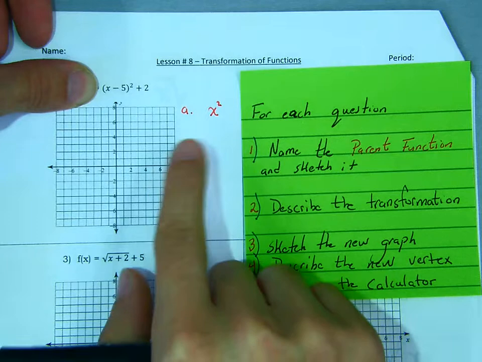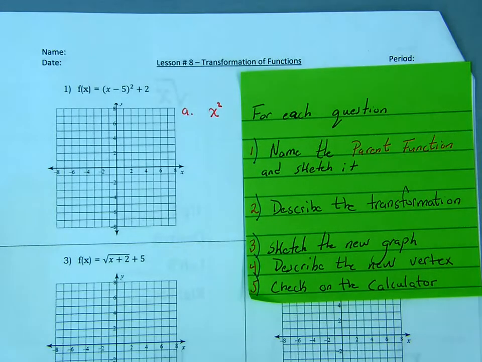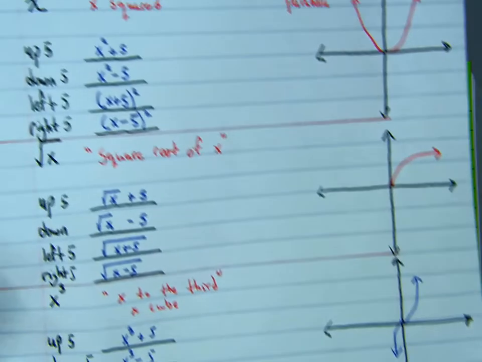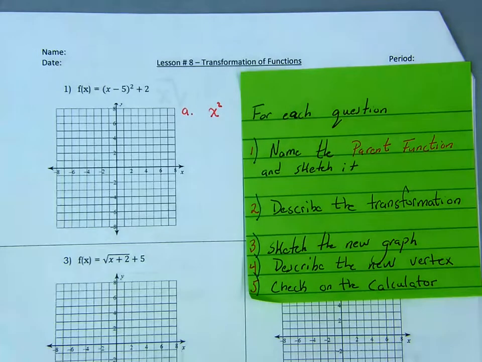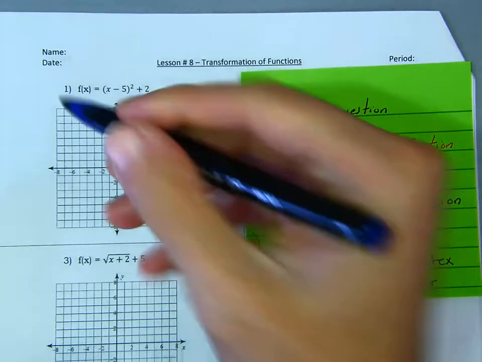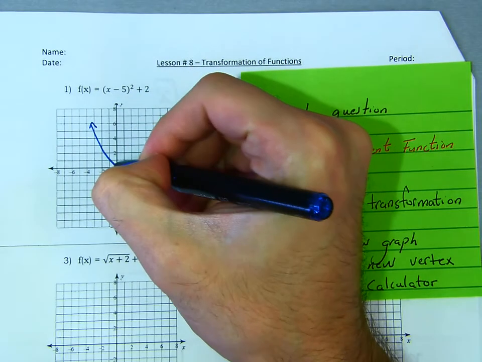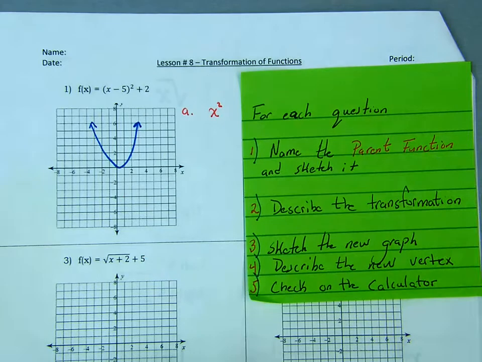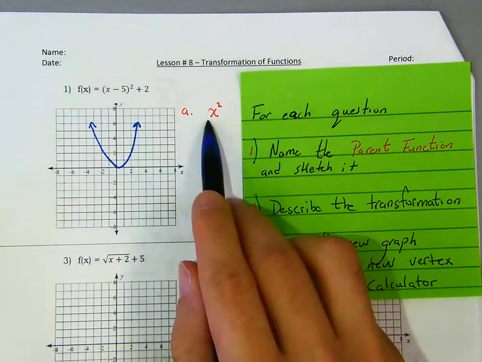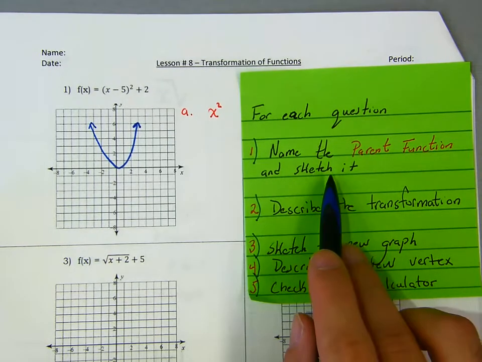Now let's sketch it. What does x squared look like, right? You should have your notes. Take your time. Look at your notes. What does x squared look like? Just like this. Right. This is the original function, and we did the first part. We named the parent function, and we sketched the original.